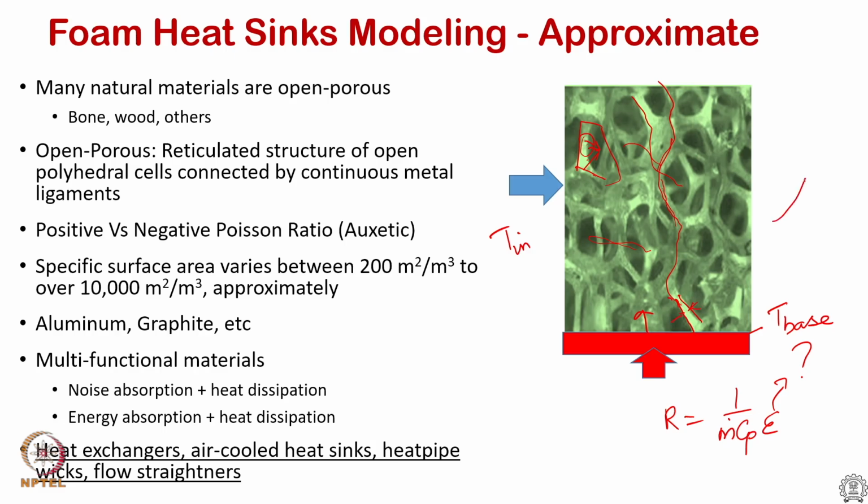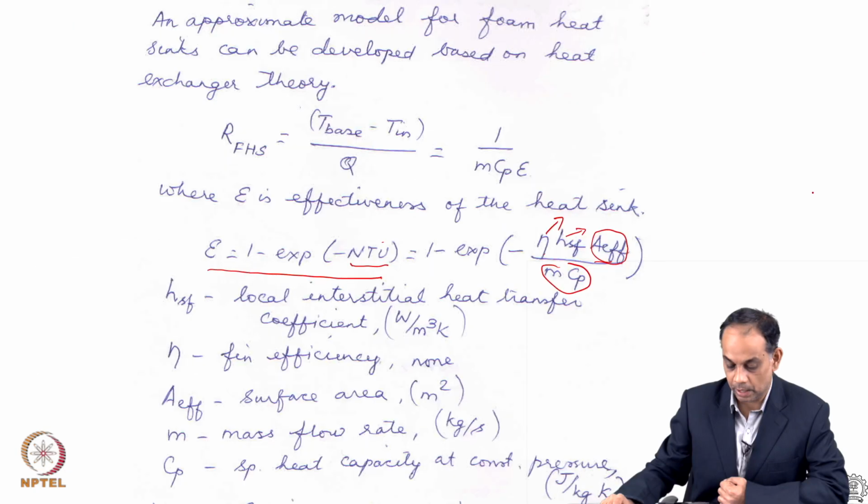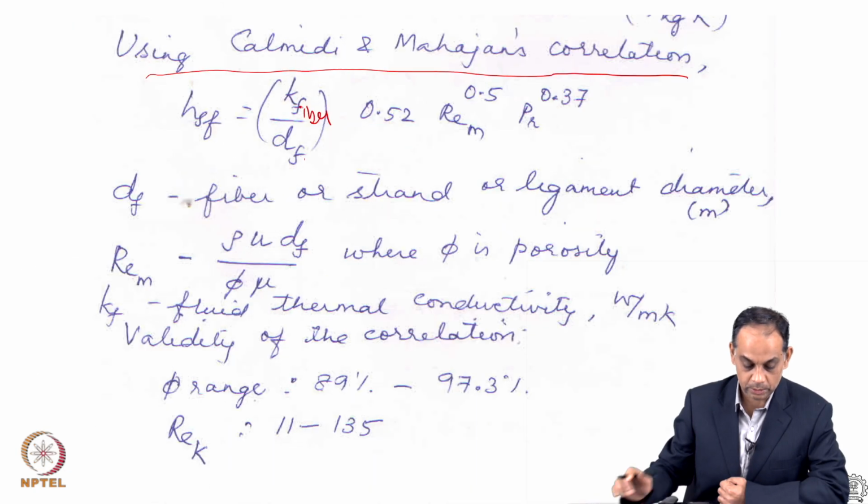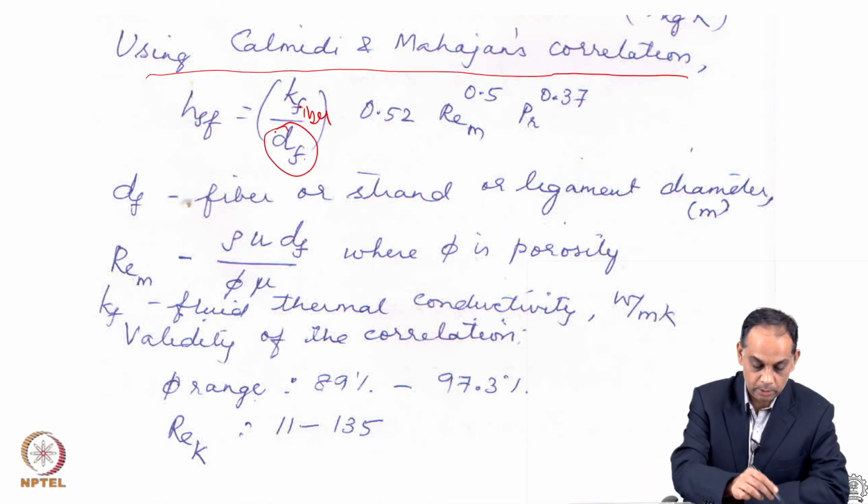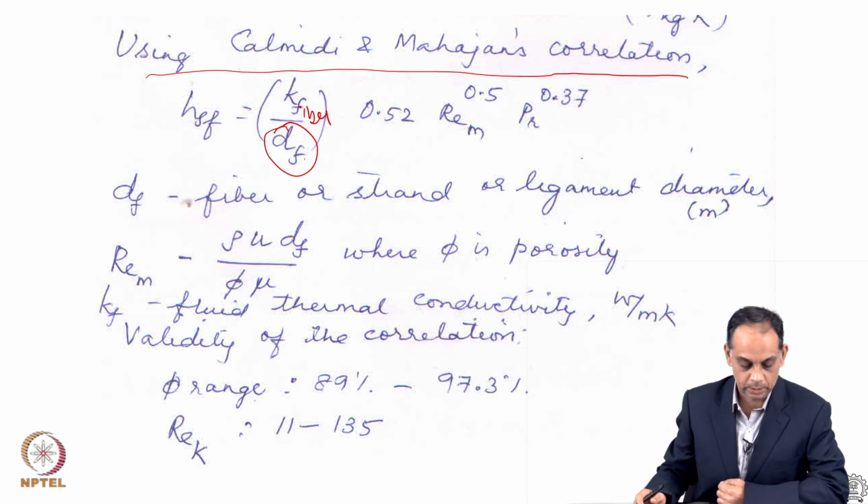It usually has a cross section of this nature. The cross section of typical foams can vary, but typically it is triangular in cross section because of the way they are formed. So the goal is to figure out an effective diameter for this cross sectional area, and that is what is referred to here as the fiber, strand, or ligament diameter.